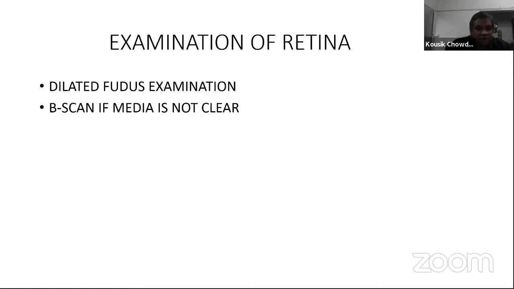And if the media is not clear, that is, if the cornea is hazy, the lens is cataractous, and also the vitreous is full of blood, or any other opacities are present in the vitreous, we cannot see the retina properly. Then we cannot see the retina, but we can gauge whether any pathology is present or not by B scan ultrasonography.